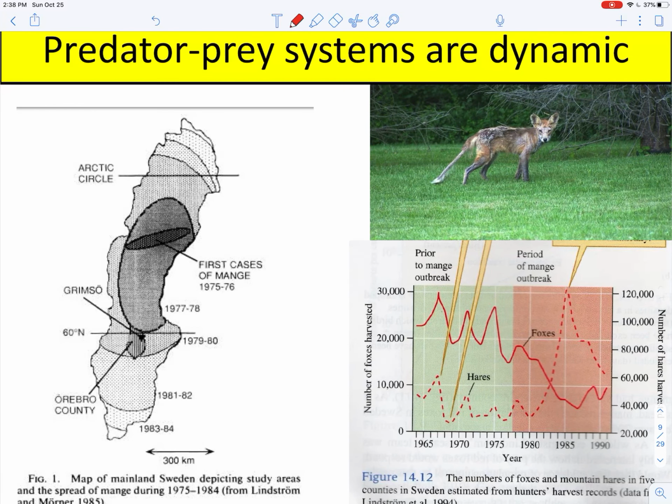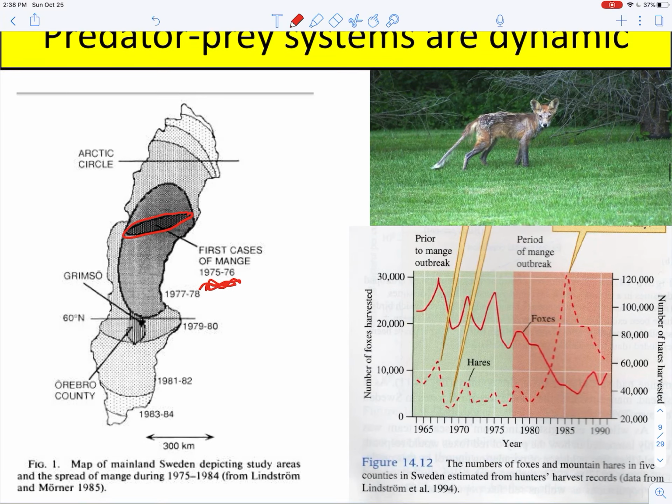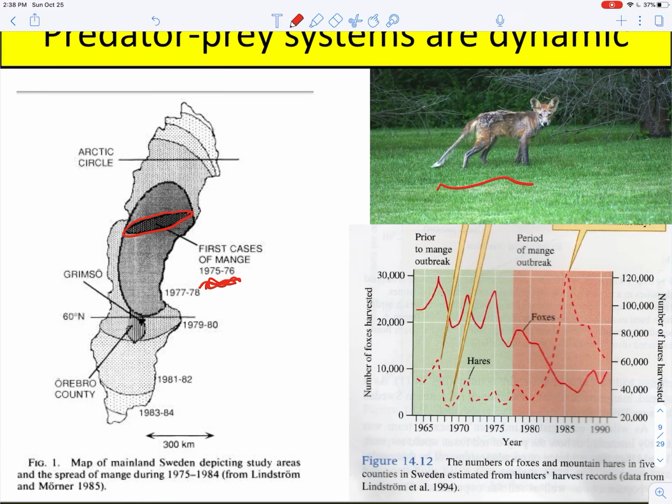So here what we're doing is looking at an example coming from a study that was done in Sweden. And it's showing you the spread of mange from 1975 to 1984. And you can see here we have our first case of mange and the range of that being pretty minimal. And then it spread throughout Sweden over time. So here's a poor fox suffering from mange.